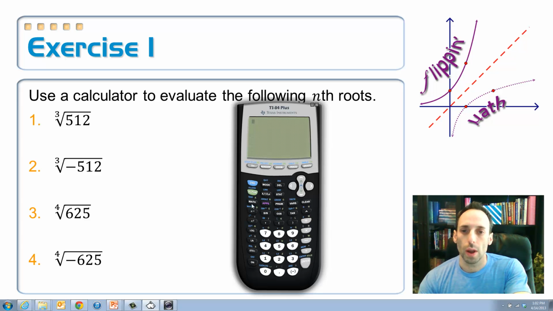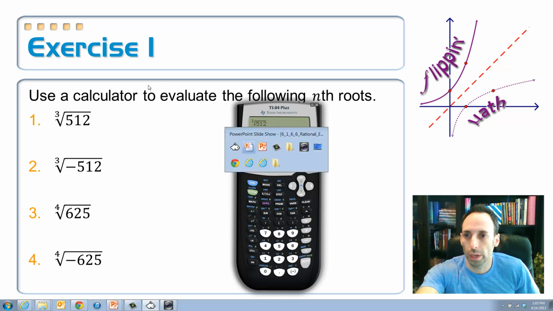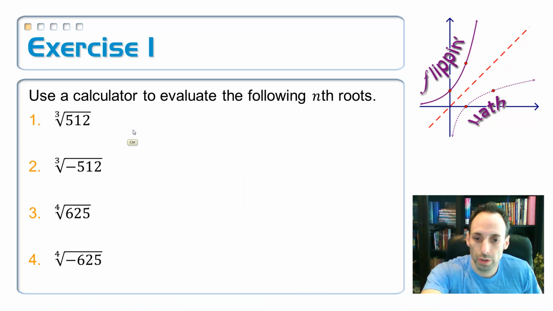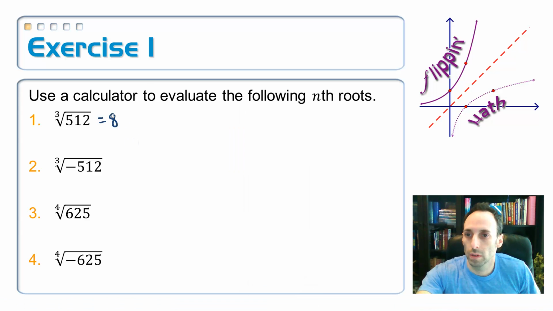Okay, so I want to go to the math menu to find that cube root button, and it's number 4 there. So right inside there, I'm going to type in 512. And I get 8. Okay, just the number 8. Not plus or minus 8 or whatever, it's just 8.